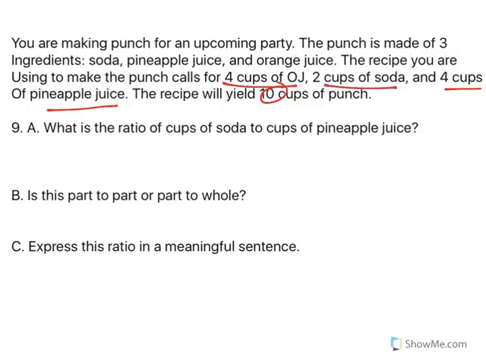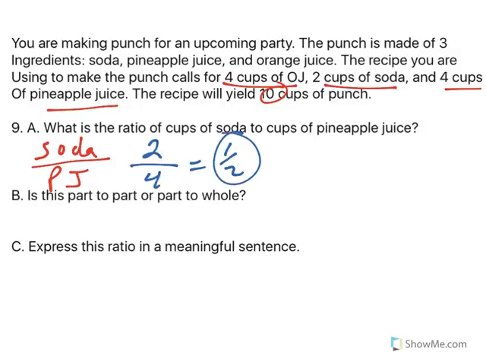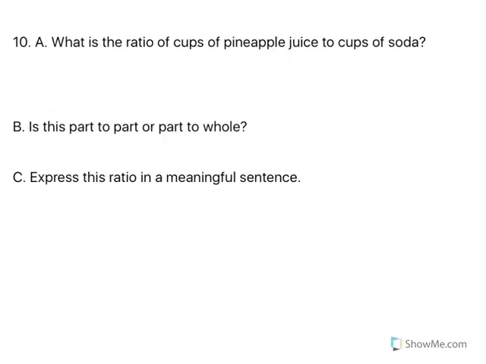So the first one, ratio, cups of soda to pineapple juice. So we want soda over pineapple juice. Well, soda, it says 2, pineapple juice is 4, so that reduces to 1/2. Now, part to part or part to whole? We didn't use a total of 10 cups, so we are just part to part. Write a meaningful sentence. Well, for every 1 cup of soda, you would have 2 cups of pineapple juice. There's your sentence.